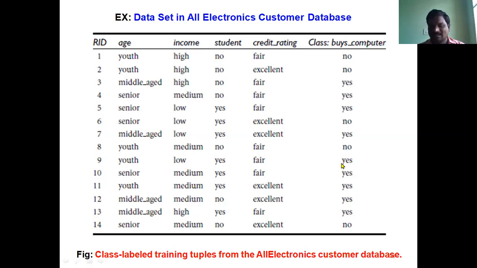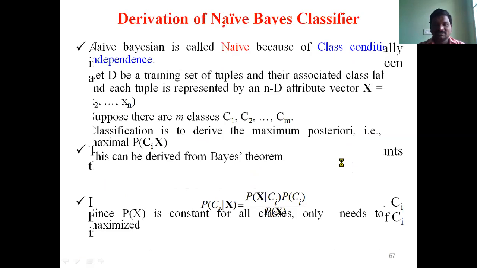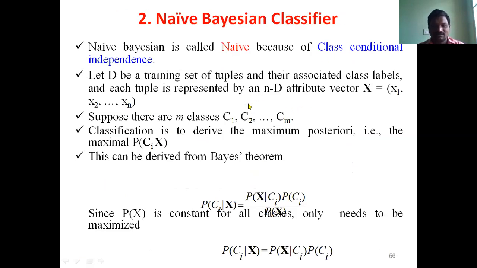Two classes are there here. Here, I am taking m number of classes. The classification is to derive the maximum posterior, that is, the maximum probability of Ci given X. Here Ci is a hypothesis in the Bayesian classification, the Bayes theorem.